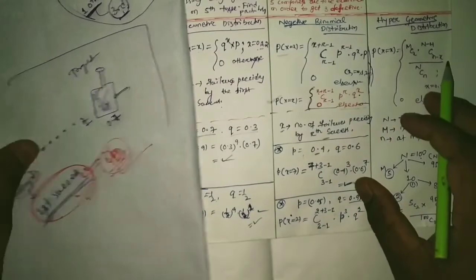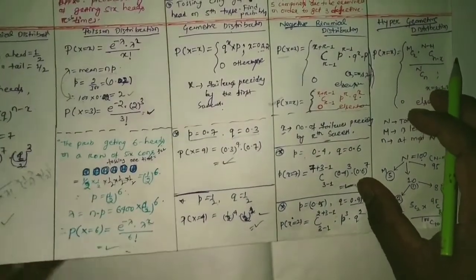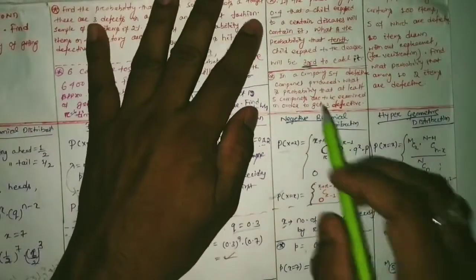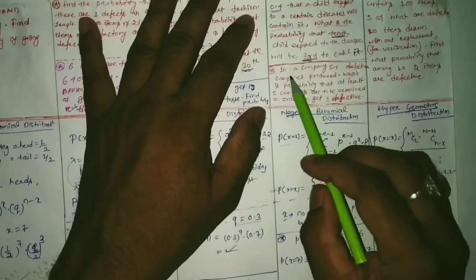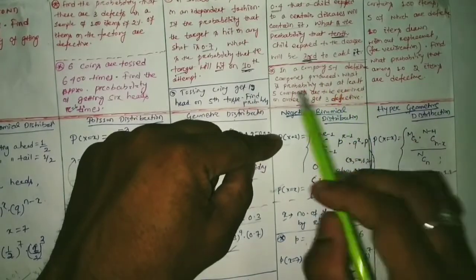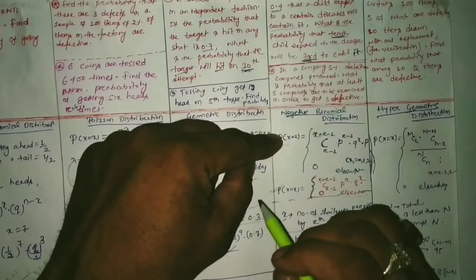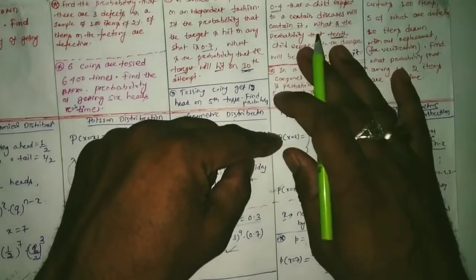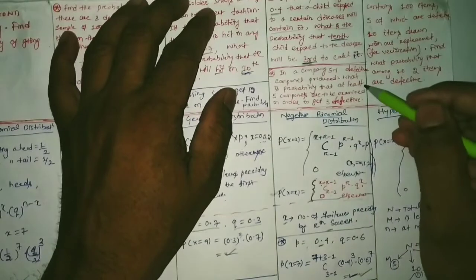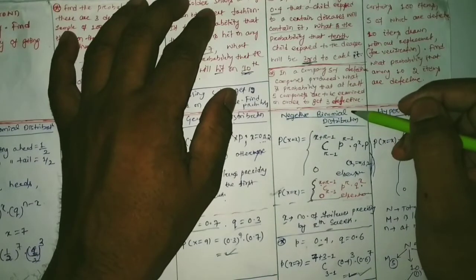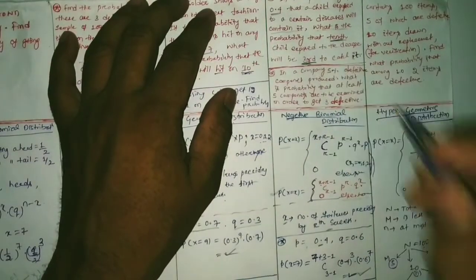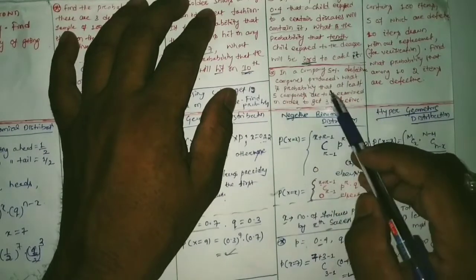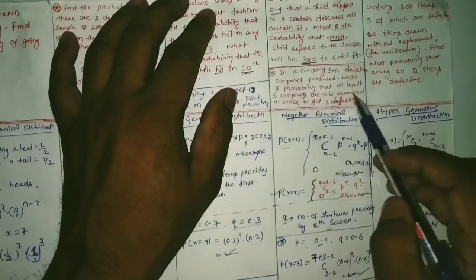Now we go for the next question. You can easily identify that this question belongs to the negative binomial distribution. See, in a company, 5% defective components are produced. We do not know how many were produced, but from that production we get 5% defective. What is the probability that at least 5 components are to be examined?